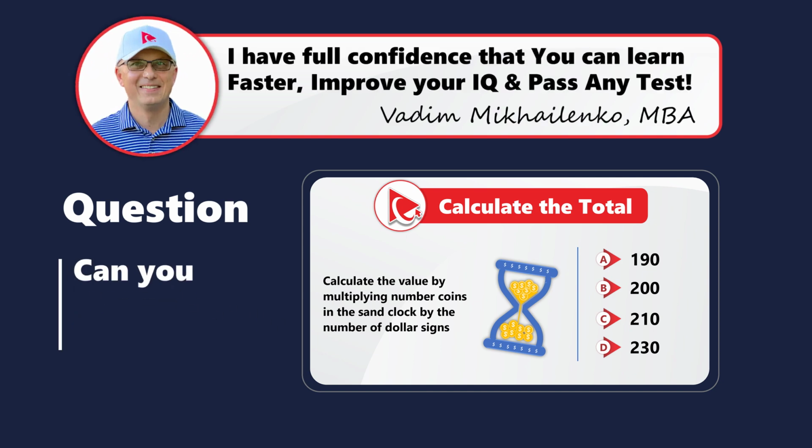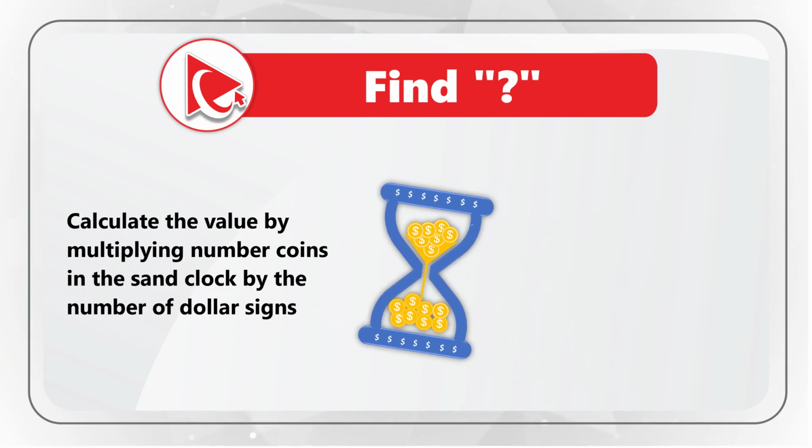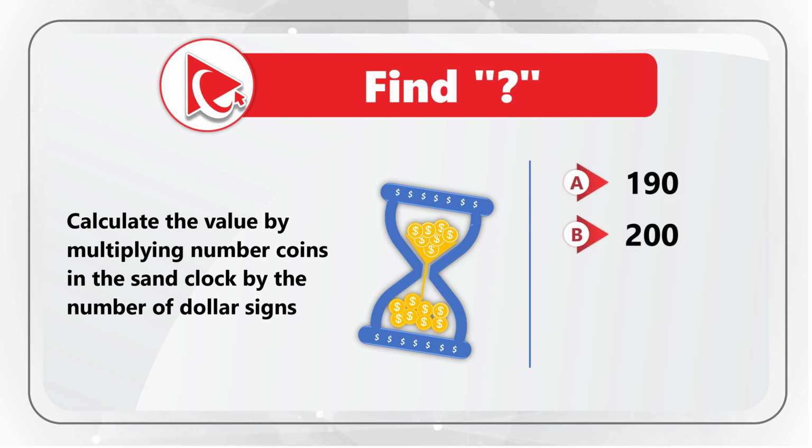Here's the problem for you to test your business math skills as well as attention to detail. You need to calculate the value by multiplying the number of coins in the cent clock by the number of dollar signs. You need to select out of 4 possible choices. Choice A, 190. Choice B, 200. Choice C, 210. And last but not least, choice D, 230.